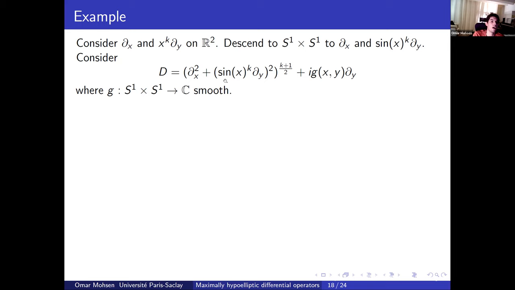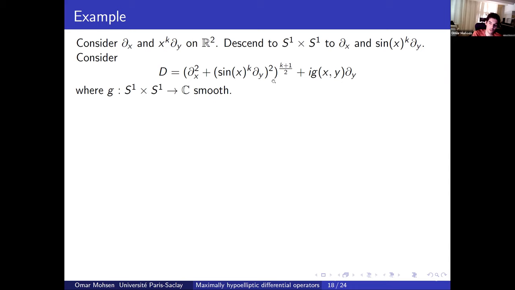So the point here in this differential operator is what? It's a differential operator of order k plus one. But if you look at its classical principal symbol, it will completely remove this term and let you only see this term. So from the point of view of the classical principal symbol, this is a positive operator, so it cannot have an index.